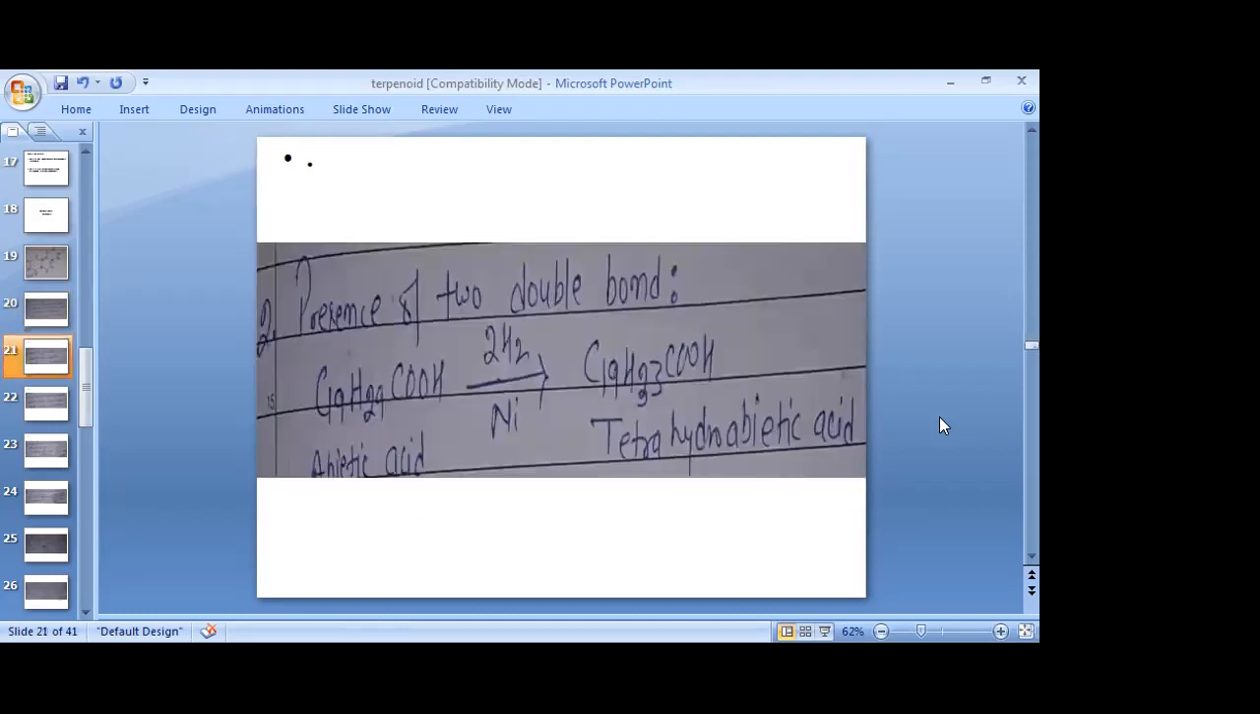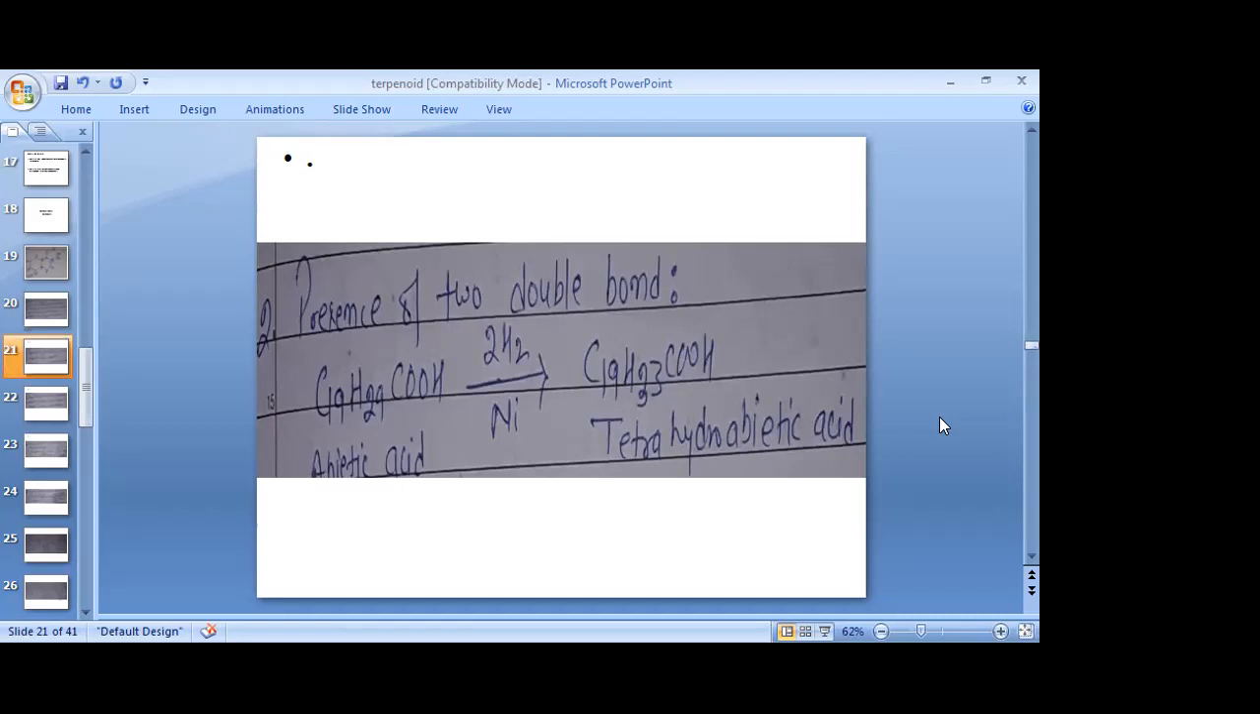Now, the next point: how many double bonds exist in abietic acid? It is very simple. An unsaturated compound converts into a saturated compound by addition reaction. Hydrogenation is one of the important addition reactions. So whether a compound is unsaturated or not is confirmed by the addition reaction or hydrogenation reaction. In presence of nickel, you people already know, nickel is a very good reducing agent.